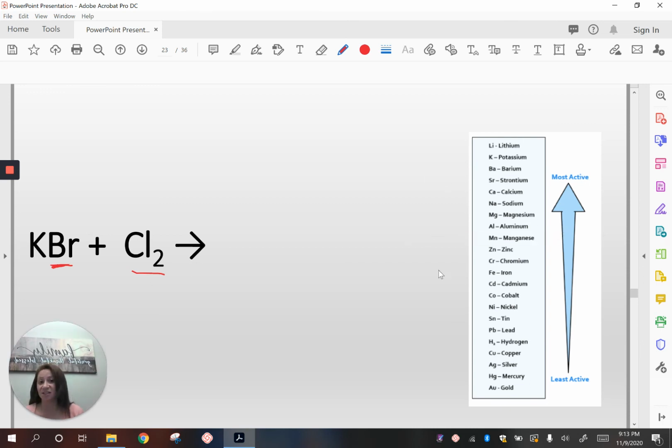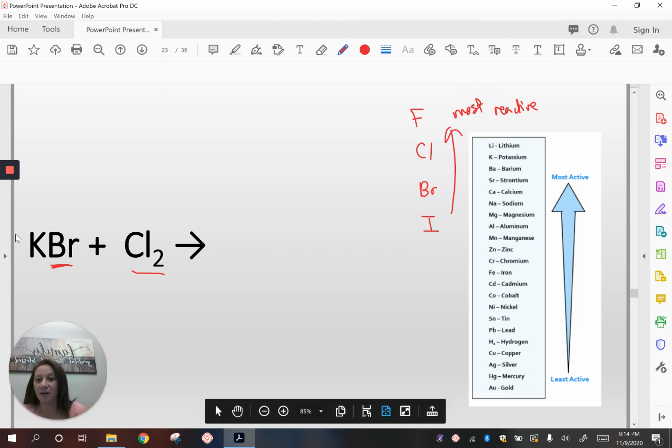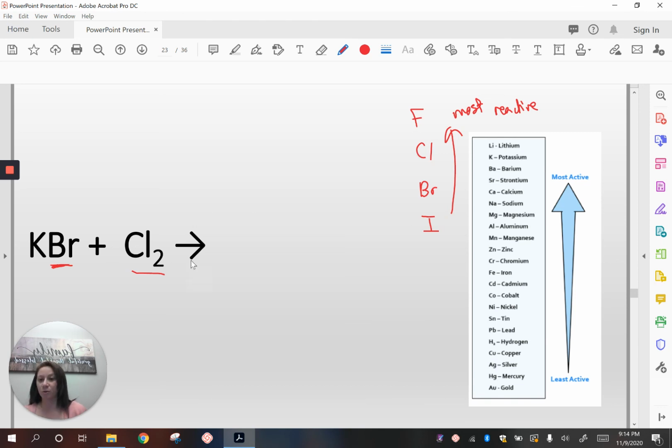Why? Because this is a list of metals, right? So when it comes to non-metals, I'm only going to ask you about the halogens, and I expect you to remember the trend on the periodic table for reactivity of the halogens. So remember, fluorine is the most reactive, followed by chlorine, followed by bromine, followed by iodine. So based on that, between chlorine and bromine, chlorine is more reactive. Is chlorine already in a compound? No, so a reaction will occur.